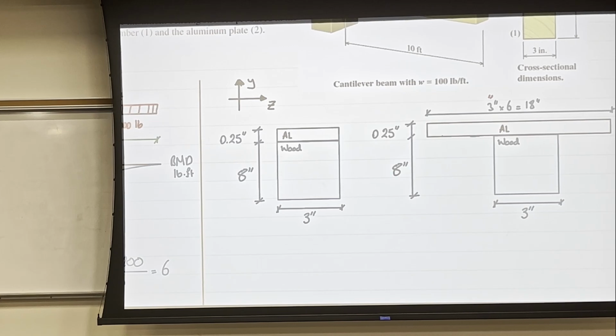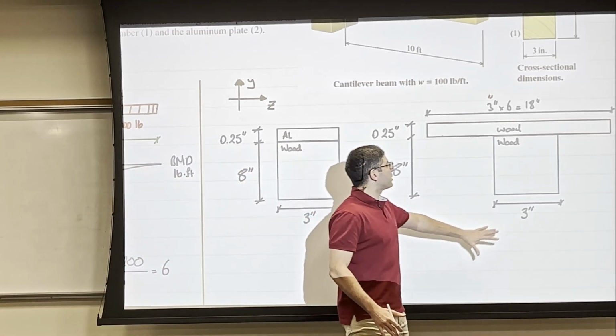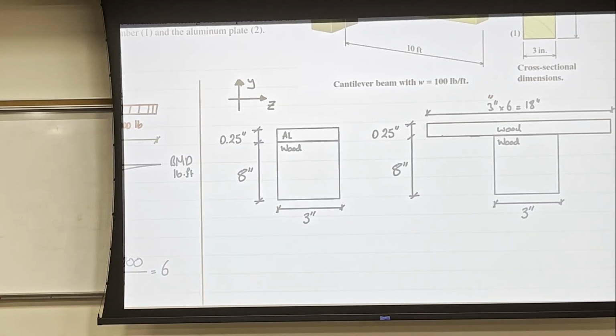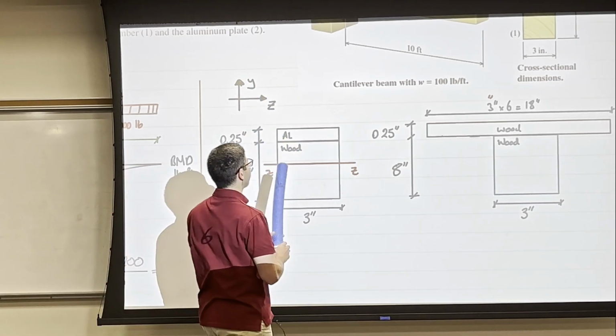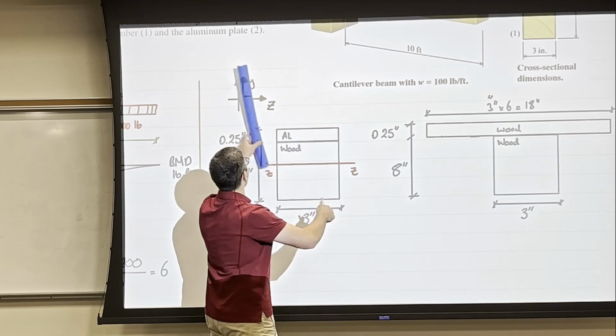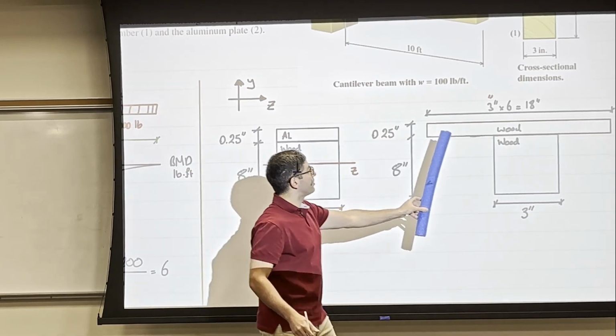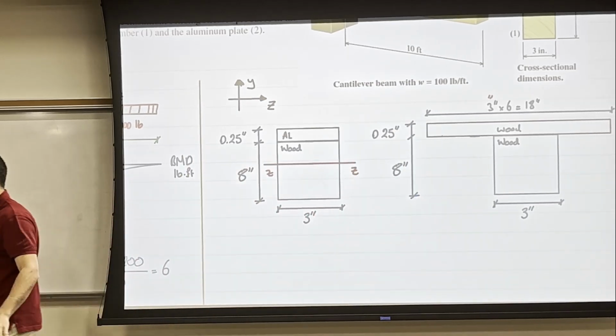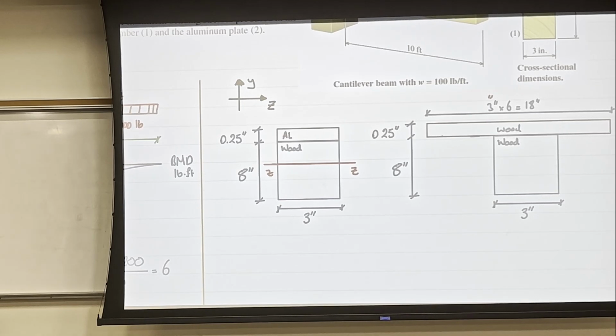So here's the new cross section, and I'm going to erase this. I'm going to write wood. Now I have a T section made of one material, so I can calculate the centroid and the moment of inertia. Around what? Around the axis of bending, which is Z. It's important to identify the axis of bending, because if the loading was different and the axis of bending was Y, for example, that would change how you calculate the moment of inertia.